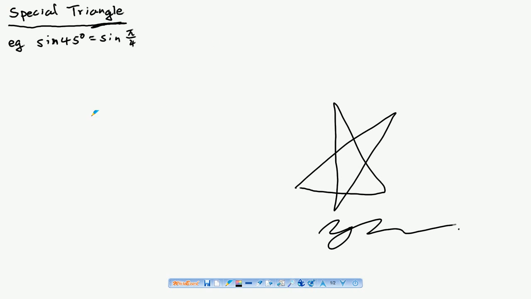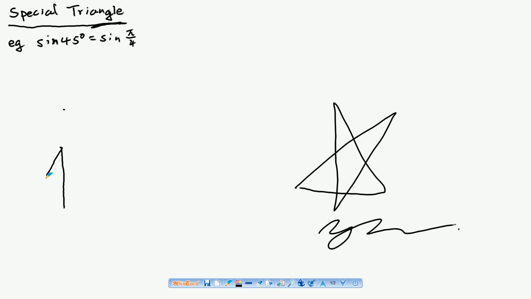Now I'll draw the special triangles for you. There are two special triangles, and you need to learn how to draw them, because in your year 12 final examination 1, you cannot bring any calculator and notes to your exam. So if a question like this comes up, you have to draw the special triangle by yourself and use it to solve the equation.